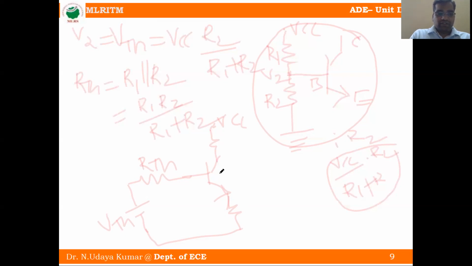What is the KVL? So VTH, the input KVL, is equal to IB RB plus VBE plus (IB plus IC) into RE. Okay, see VTH input KVL. VTH is equal to IB RB, which means this one, plus VBE plus (IB plus IC) into RE.